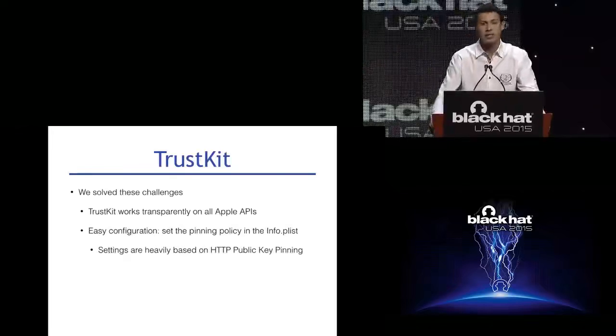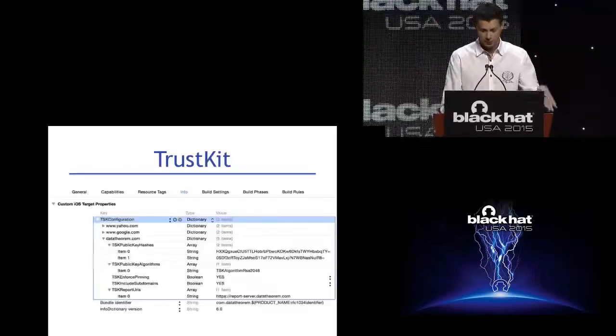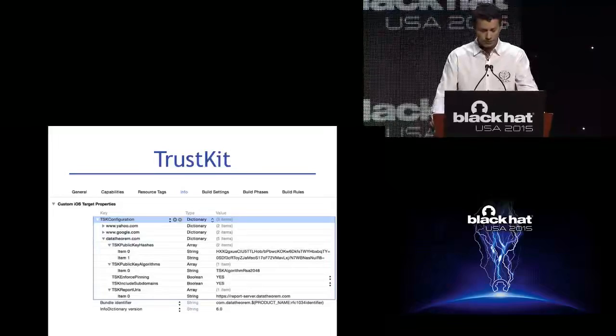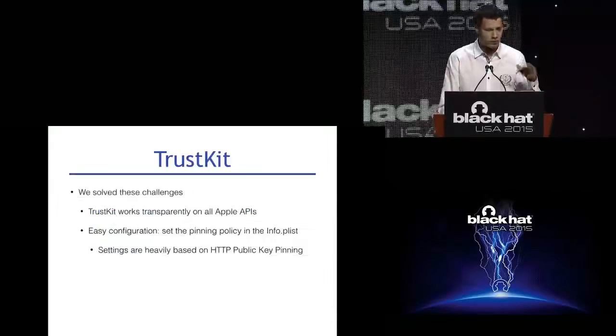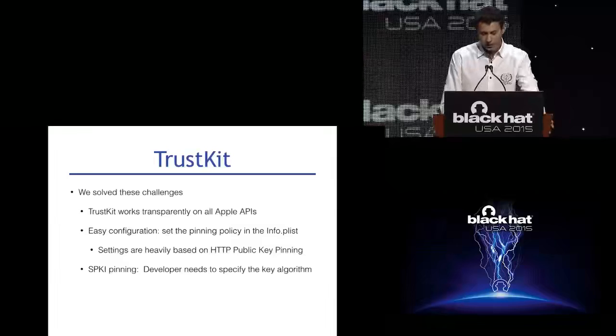Then the other thing is it's very easy to deploy. You just set your pinning policy in the app's manifest. So that's how it looks in Xcode. You just put the domains you want to pin, your SPKI hashes, some other settings. And it's all heavily based on HTTP Public Key Pinning, which is a specification for browsers. So we've kind of done the same thing, but on iOS. So you have all these settings, and once you've put that in the manifest, you're done. So that's pretty easy.